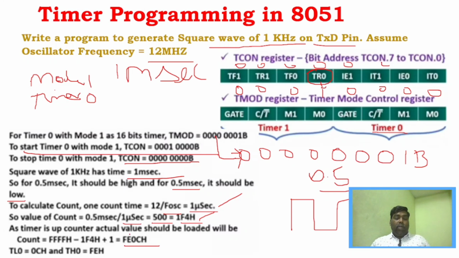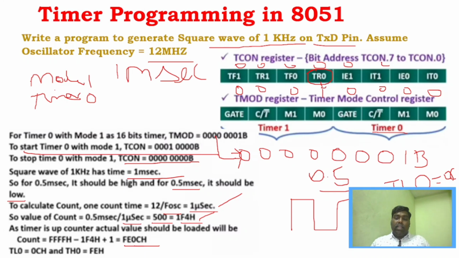All we are going to do is use the count formula, that is the maximum value minus the given value plus 1, which will give you this particular value. From this value you understand which is the higher bit and which is the lower bit, that is we are using TL0 and TH0, correct? So what is the lower bit? The lower bit is 0C. And what is the higher bit? The higher bit is FE.